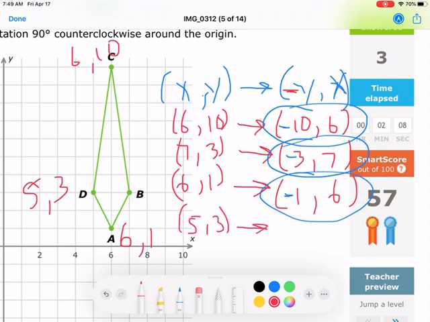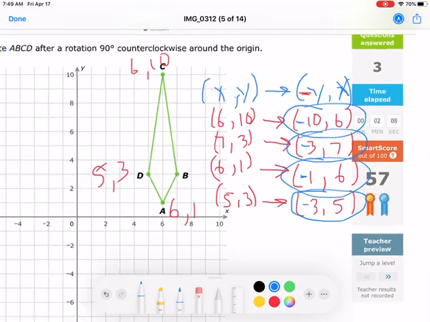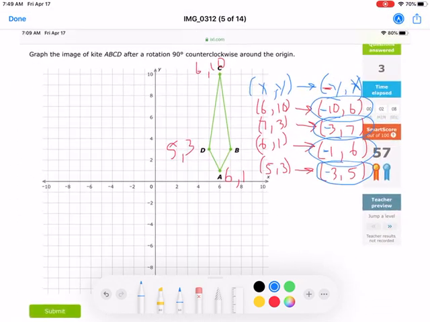Okay, that rule says change the numbers, so flip the spots. So 3 comma 5. And then you're going counterclockwise, so you change that number right there. Bam. And there you go. So those are your new coordinates for your kite. And then you just go ahead and plot those out.